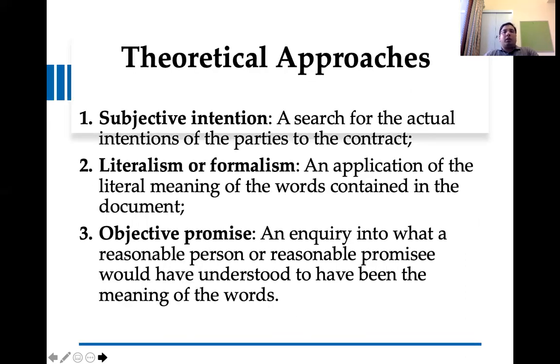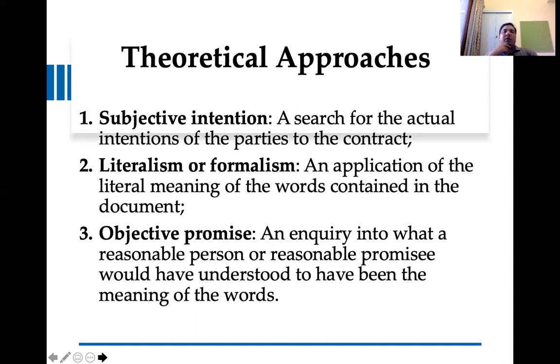There are three main theoretical approaches to the issue of interpretation of contracts. The first one is subjective intention, where a search for the actual intentions of the parties to the contract is undertaken. So judges place themselves into the shoes of the parties and try to see what were the subjective meanings of the contract in that particular context of a contract that is disputed.